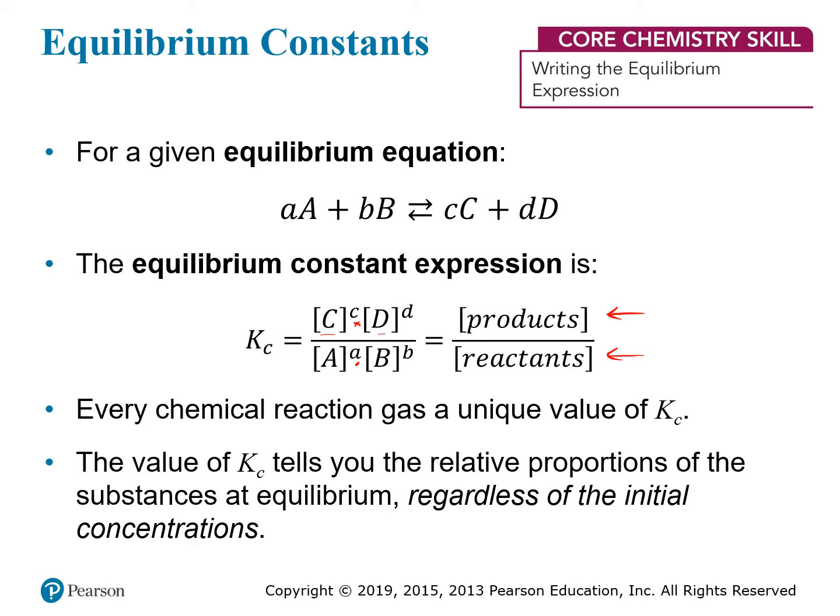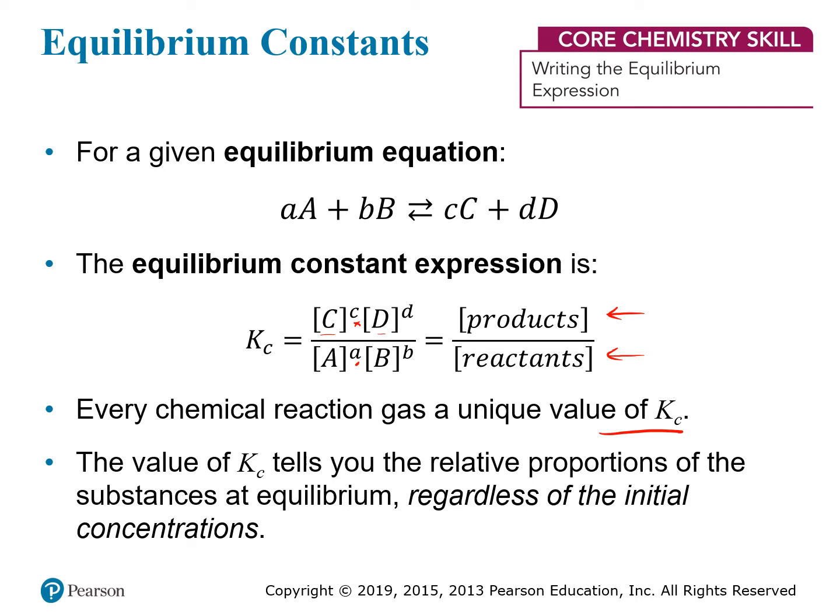Every chemical reaction has a unique value for K. Okay? The thing that determines K is really the difference in energy between the reactants and the products, but we're not going to worry too much about that theory for now. All we need to know is that every reaction has its own unique value for K.